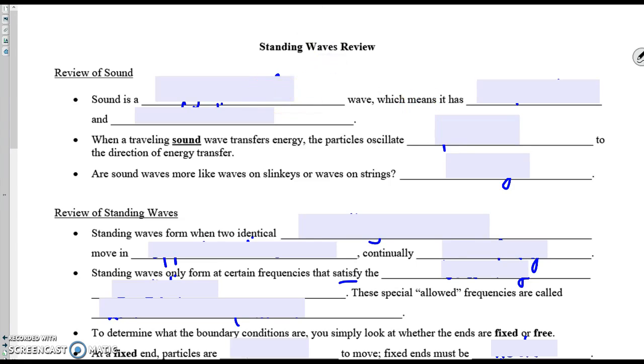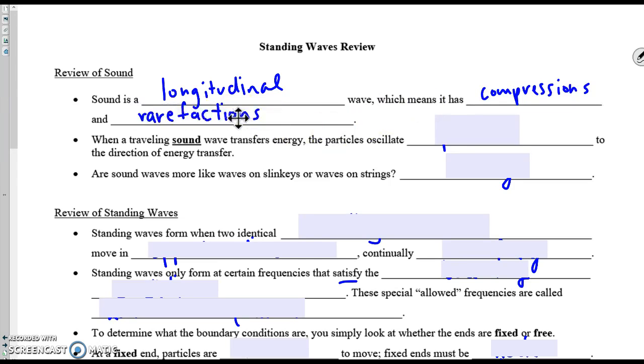As we can see from the animation, sound is a longitudinal wave because it has compressions and rarefactions. But more specifically, we could appeal to the definition of longitudinal waves. When the sound wave transfers energy, the particles oscillate parallel to the direction of energy transfer.